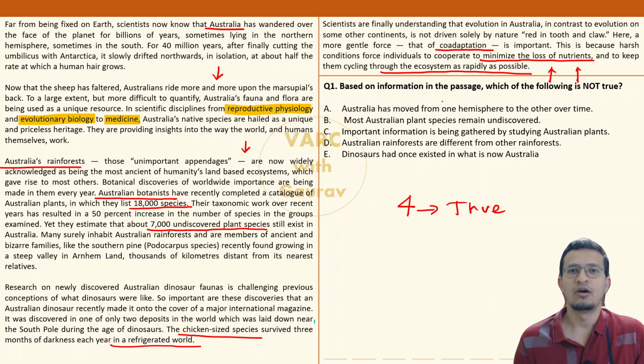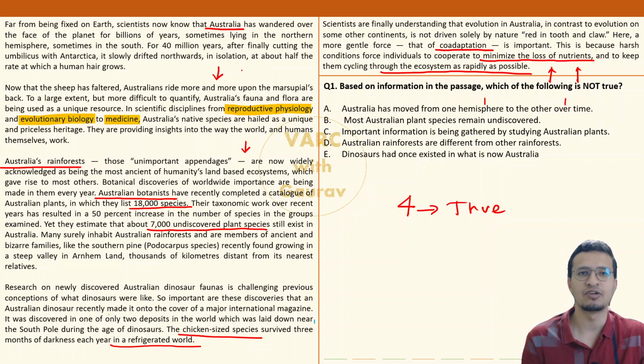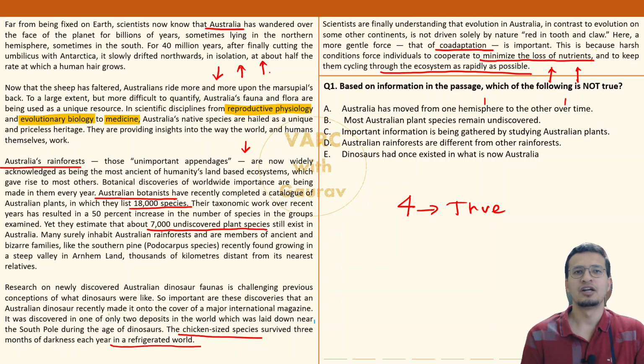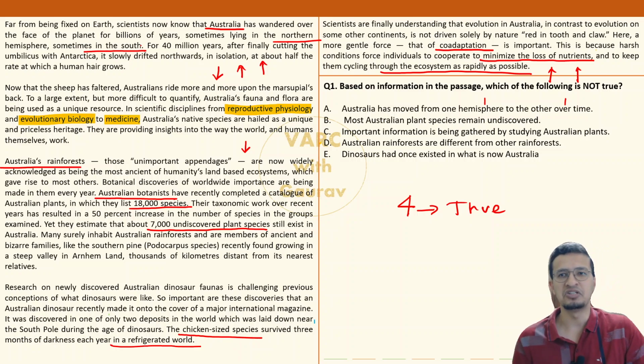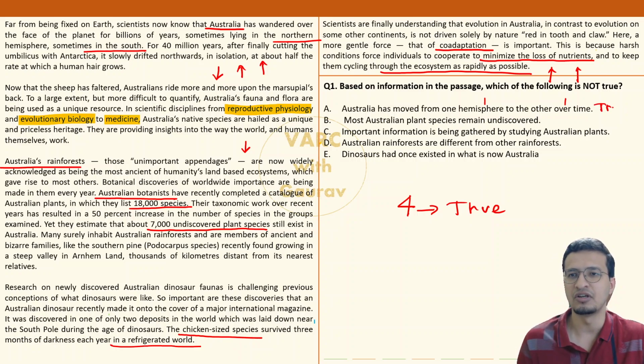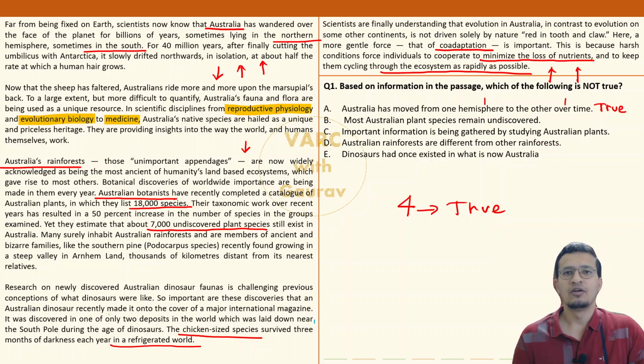All right. Option A, Australia has moved from one hemisphere to other over time. Where is it given? It's given to us over here in the first paragraph. That it floated over the face of the earth. It was sometimes in the northern hemisphere, sometimes in the south. Very straightforward. Easy peasy, true. Option B, most Australian plant species remain undiscovered.